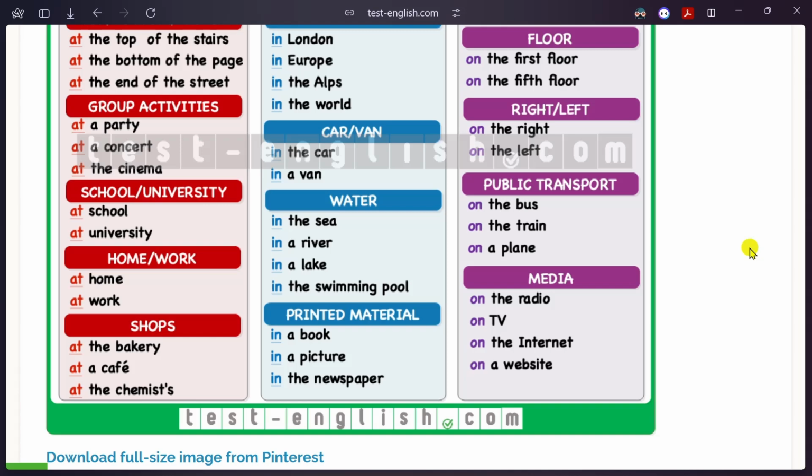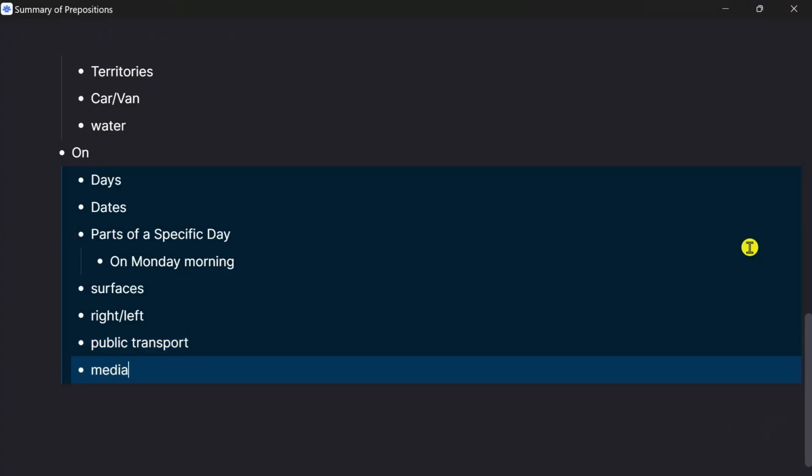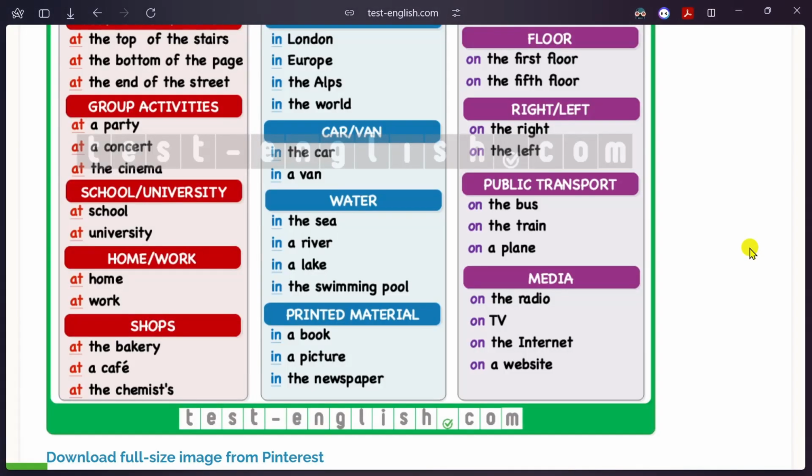Media. So what is media? TV, radio, internet, stuff like that, no? On YouTube, on a website. So on YouTube, right? Have you heard that? On this website, on TV, on the radio. Okay? So media. Yeah, on a website, on the radio, on a TV.